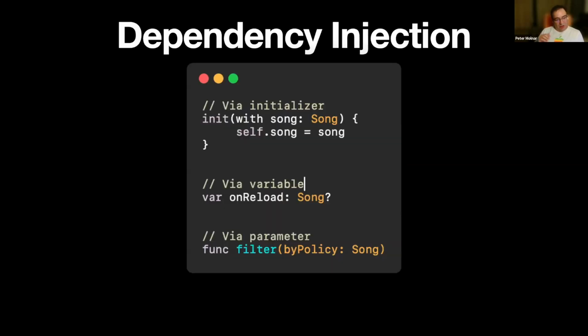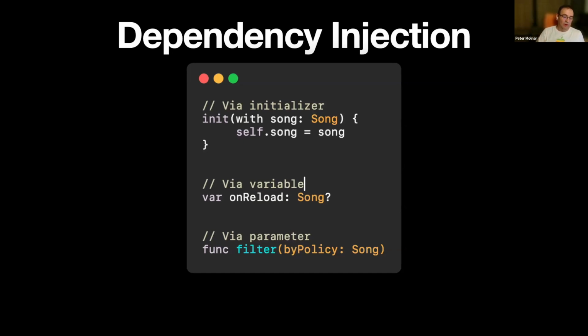Just a quick recap of how different types of dependency injection look. Here we are injecting the song type and making the receiver depend on that particular type. Usually the preferred way is via the initializer.